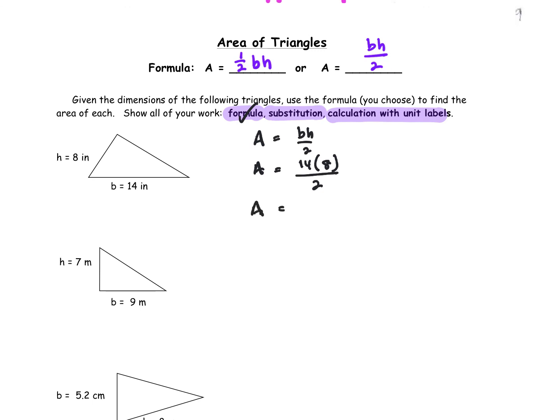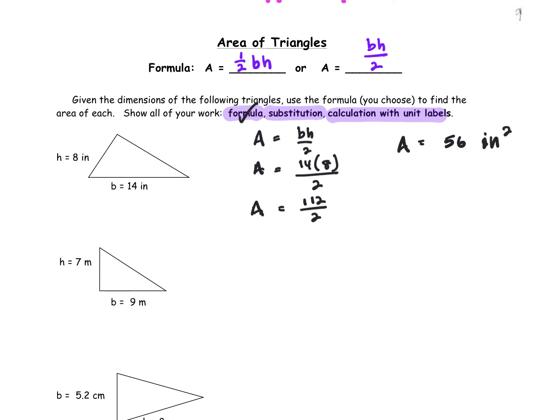So would you please use your calculator? 14 times 8. So that would be 112 divided by 2. And so the area is 56 centimeters. Oops, excuse me, this is inches squared.